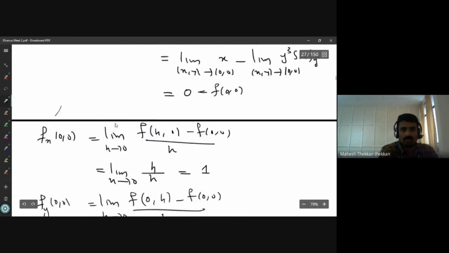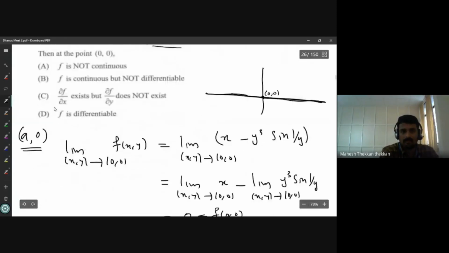So do you understand this, or do you have any doubt? So the last option is correct. f is differentiable. Is there any doubt? Sir, yeah.